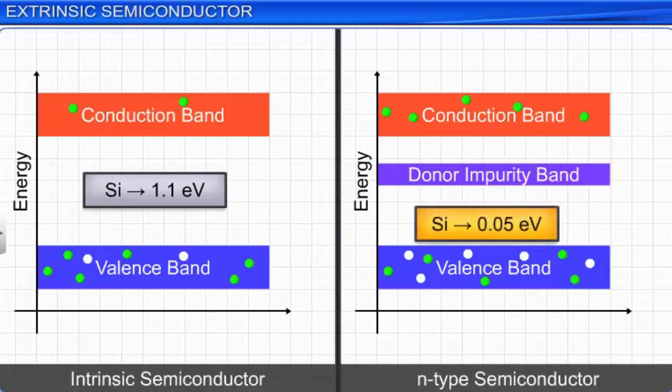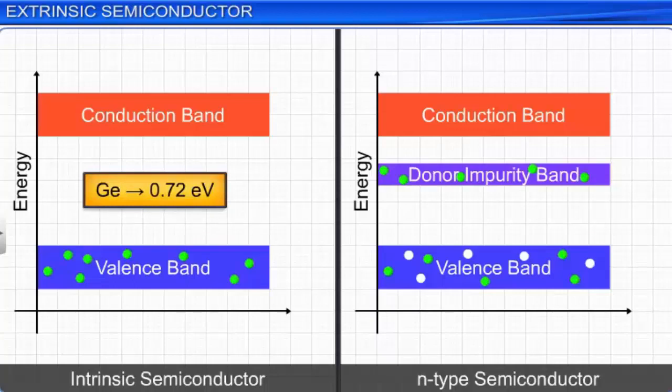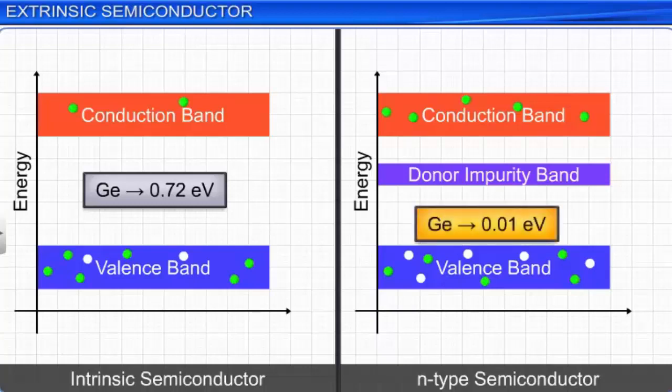Similarly, if the semiconductor crystal is made of germanium, the energy required for an electron to jump from valence band to conduction band is about 0.72 electron volt. If it is doped with a pentavalent impurity to a suitable level and converted to an N-type semiconductor, the energy required for an electron to jump from the valence band to conduction band reduces to 0.01 electron volt approximately. Thus, electrical conductivity of an N-type semiconductor is much better than an intrinsic semiconductor.